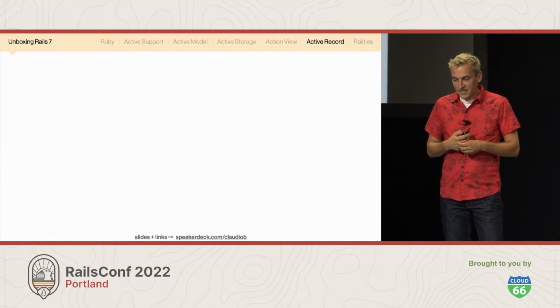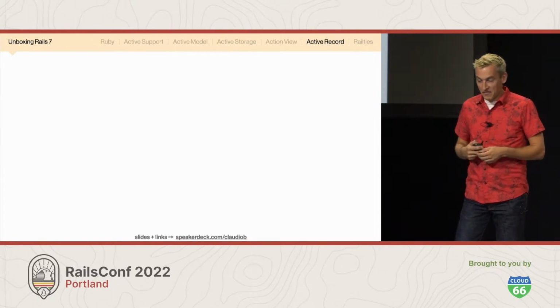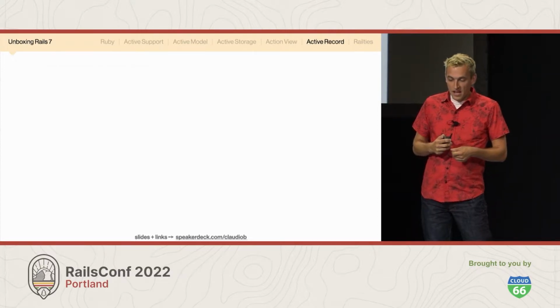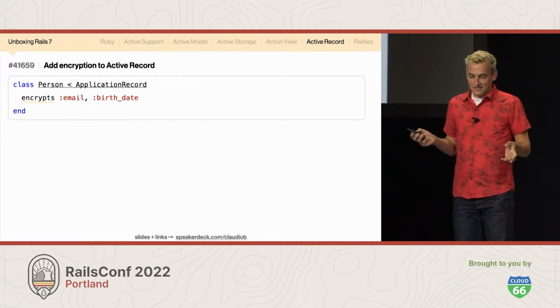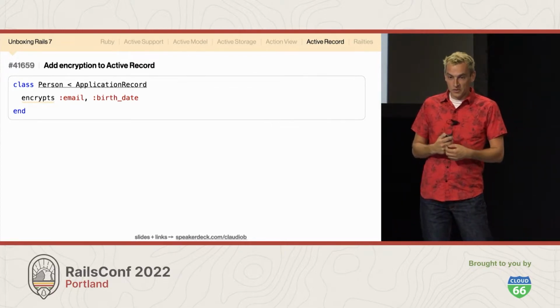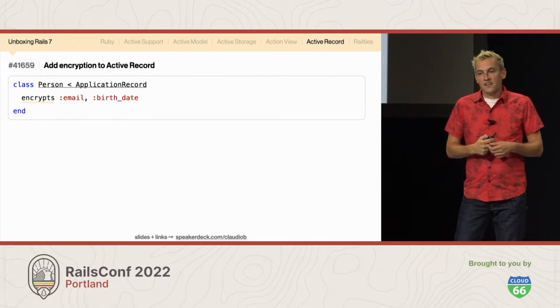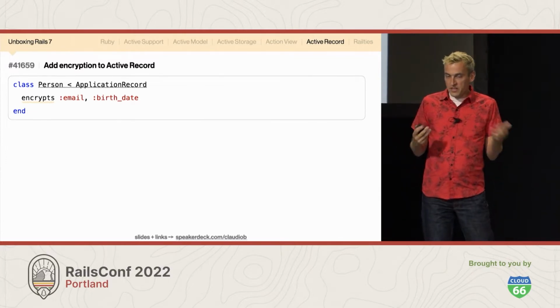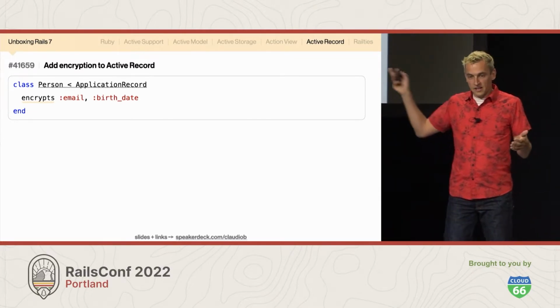So let's talk about the cool stuff, the popular stuff, Active Record. This PR is amazing. This is a great PR. Add encryption to Active Record. So let's take a step back. When you use Active Record, you have models like Person here.